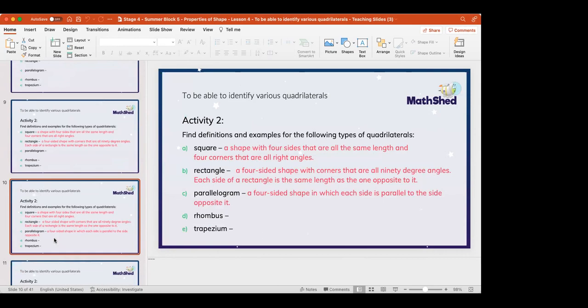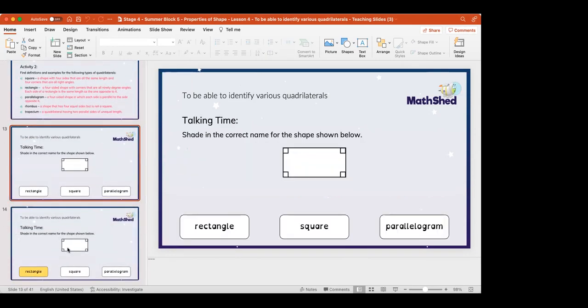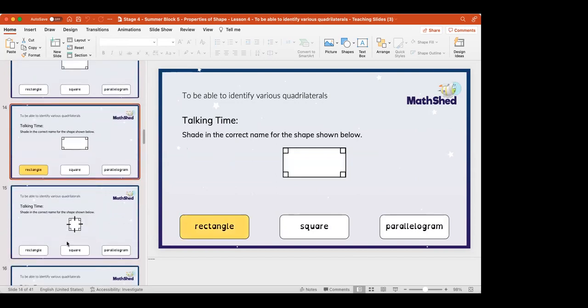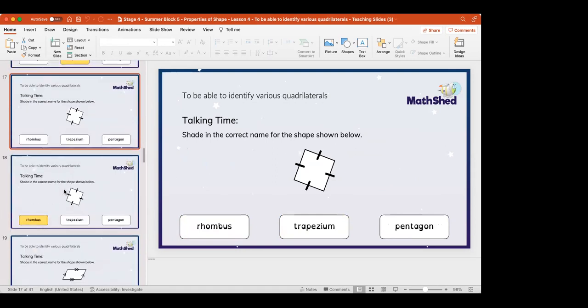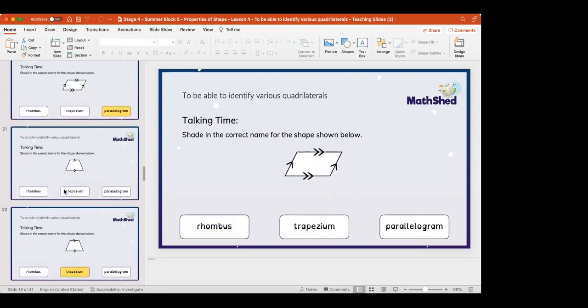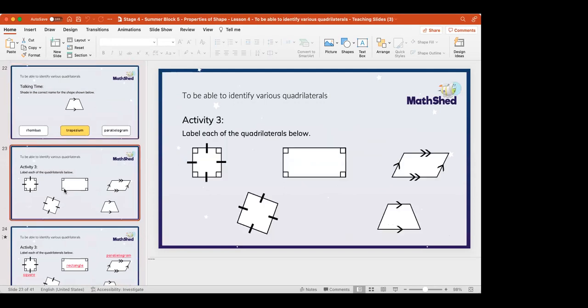Different activities, so activity 2, they're doing definitions. And then we've got talk time doing different examples that we've got here. Ones where shapes aren't always exactly straight, as Alex mentioned before. And lots of different opportunities to practice this skill taught within this lesson.